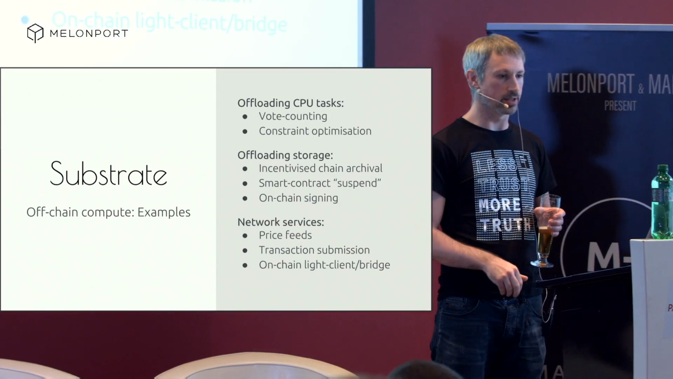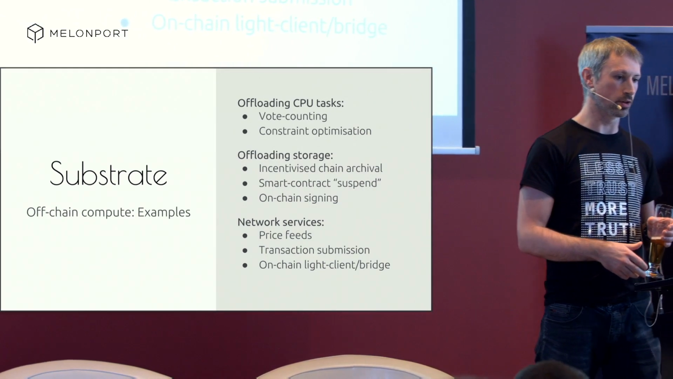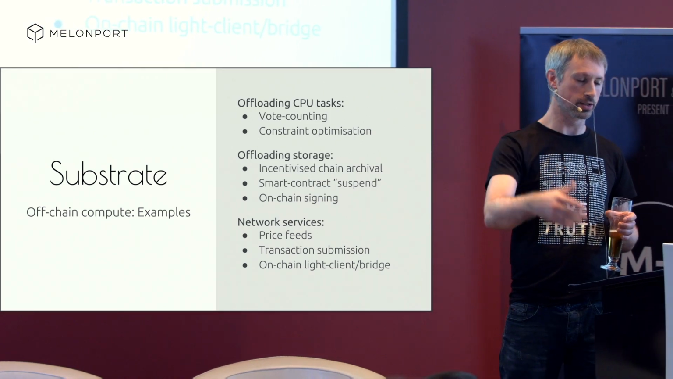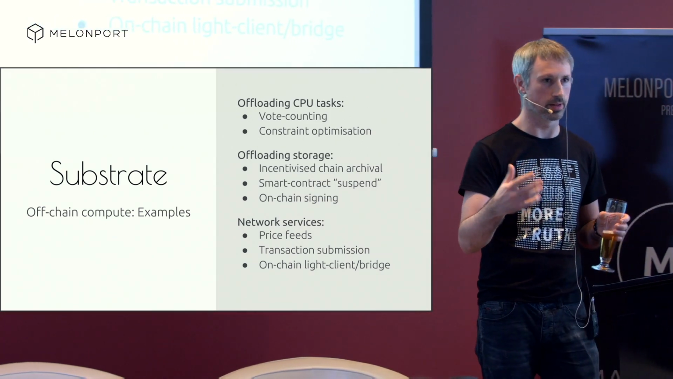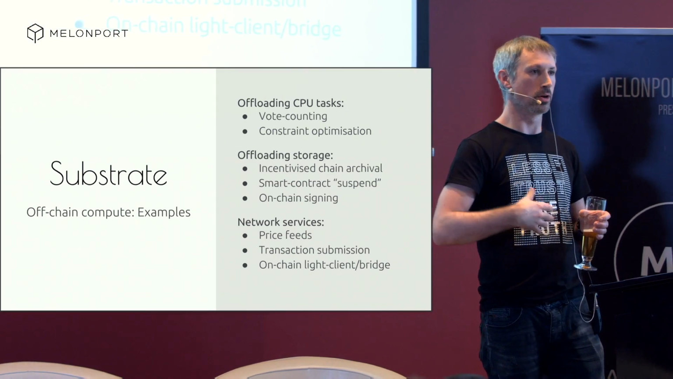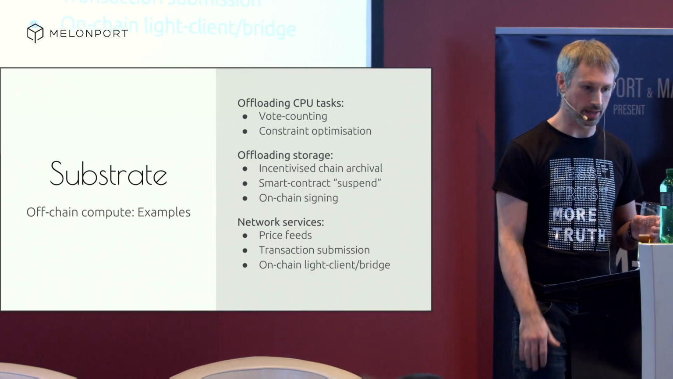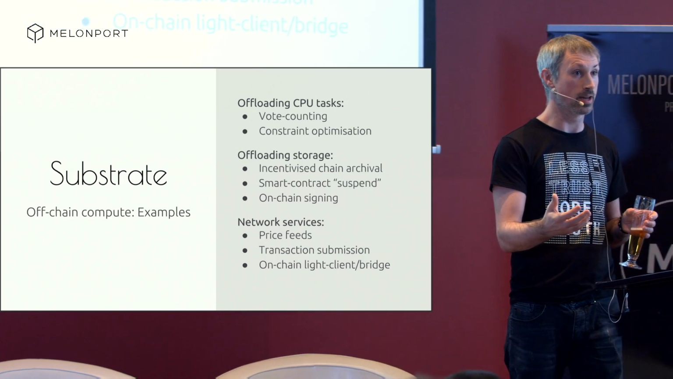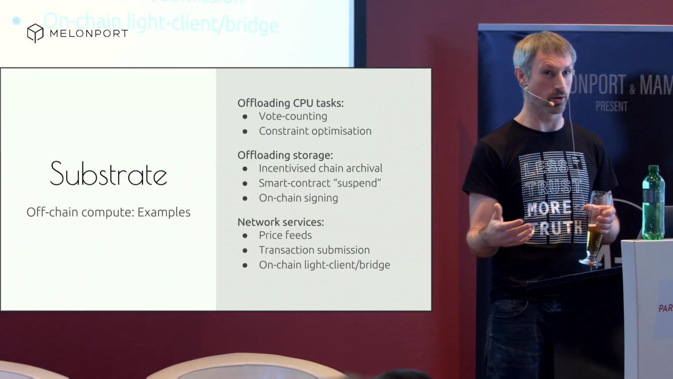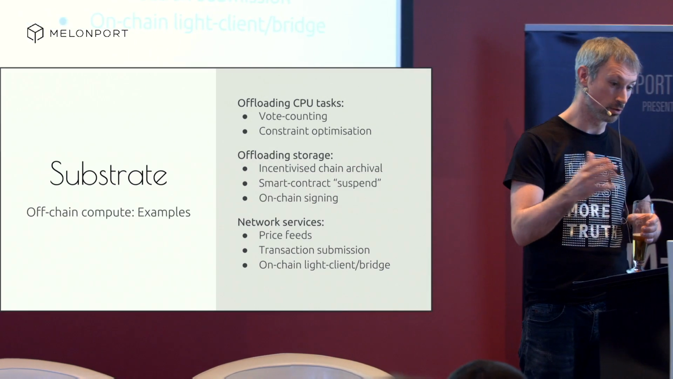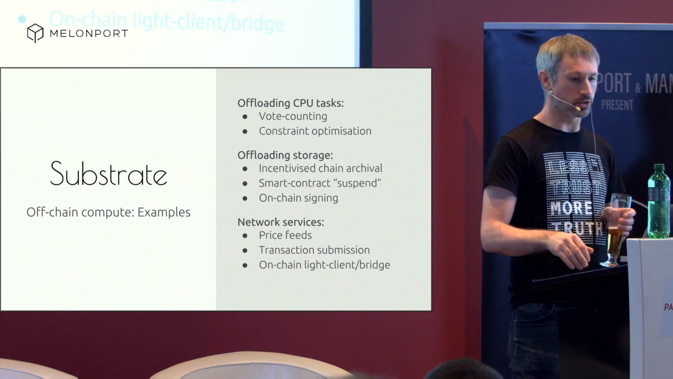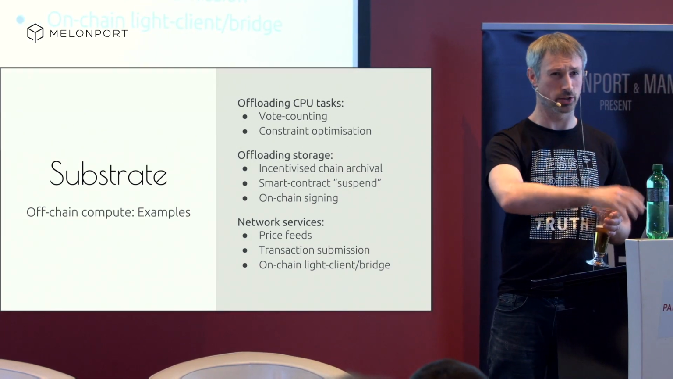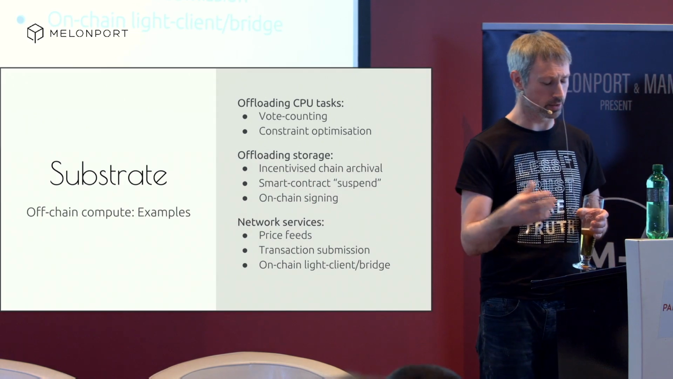So examples of this specifically, vote counting, constraint optimization for CPU tasks, right? Vote counting, you probably have to integrate with some sort of gamification to make sure that if anyone puts an incorrect vote count, then they can be punished. Constraint optimization, probably don't even need to gamify it because you can check that the constraints were indeed optimized correctly, usually quite quickly. Offloading storage for things like chain archival, like making sure that historical block data is archived and can be paid to be archived.